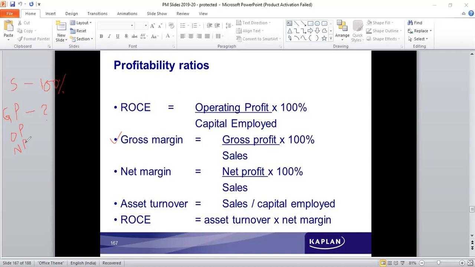Then we have ROI. Apart from ROCE, we have ROI. ROI also talks about the profit margin divided by the investment. ROA is also there.